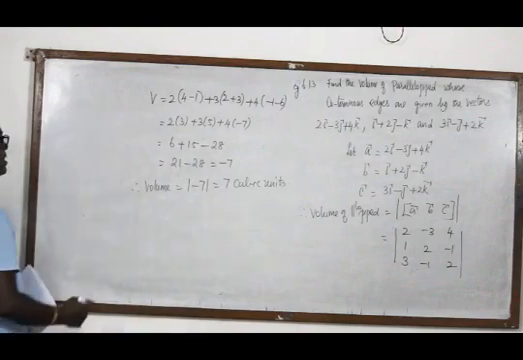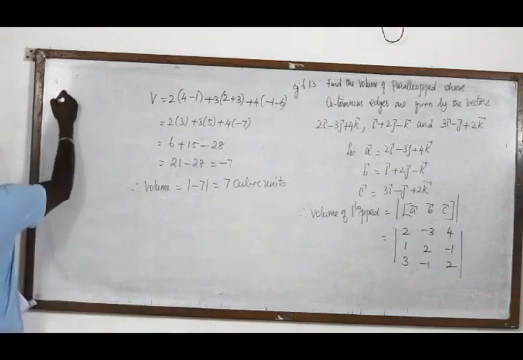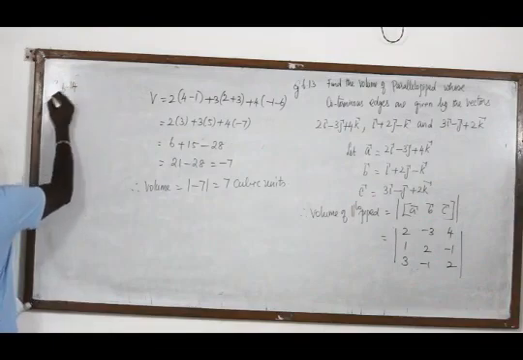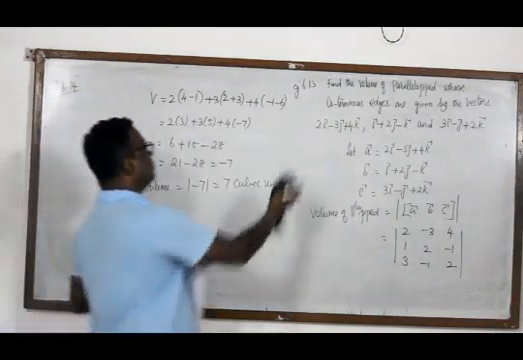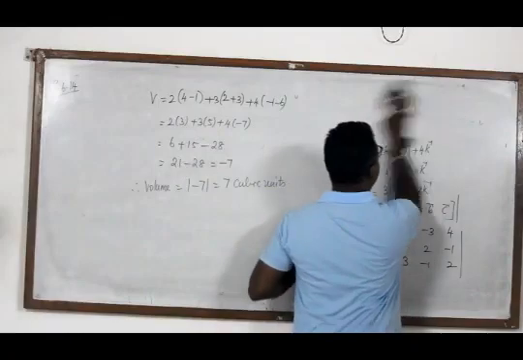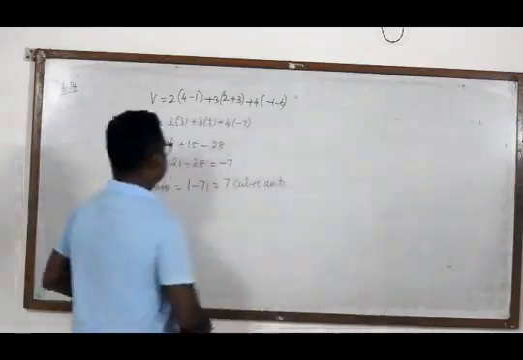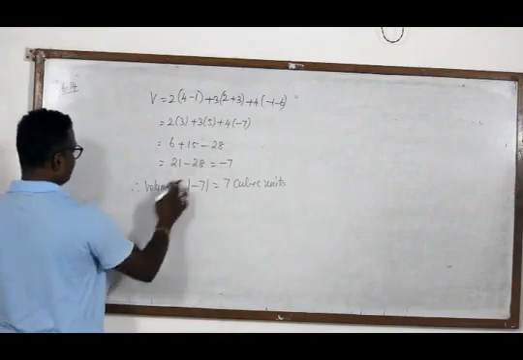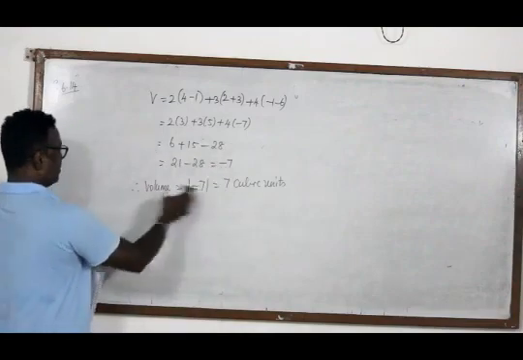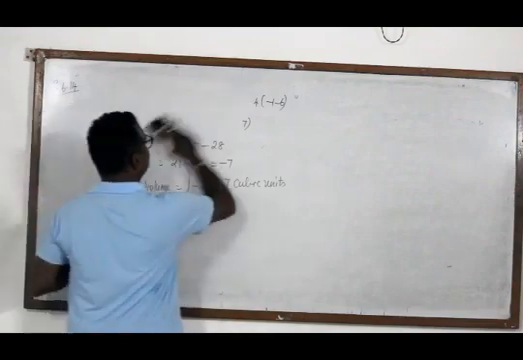Now we shall go for the next example, Example 6.14. So it may result in a negative value. Whenever you are finding volume, you must give it as positive.